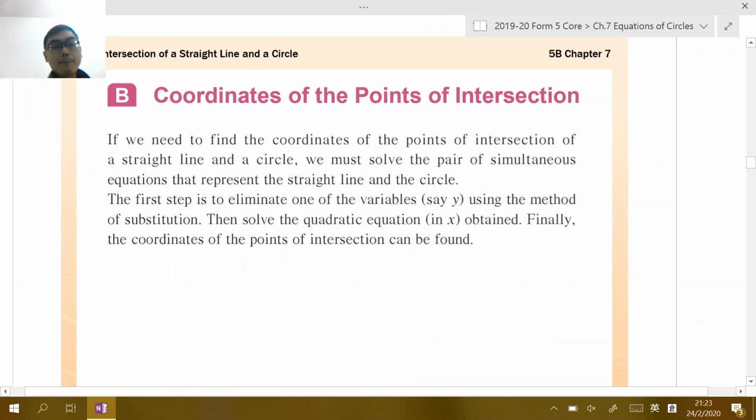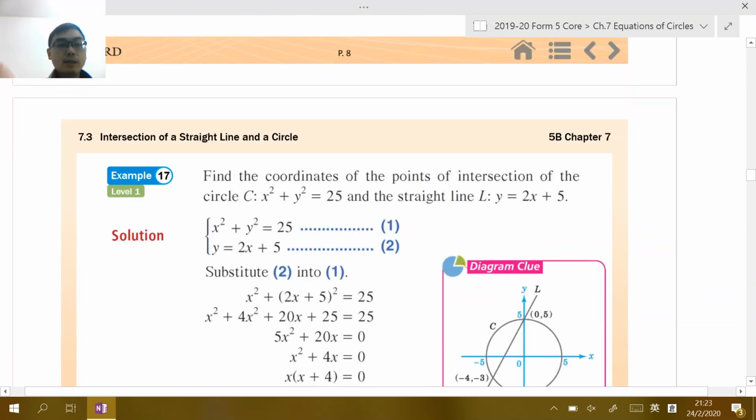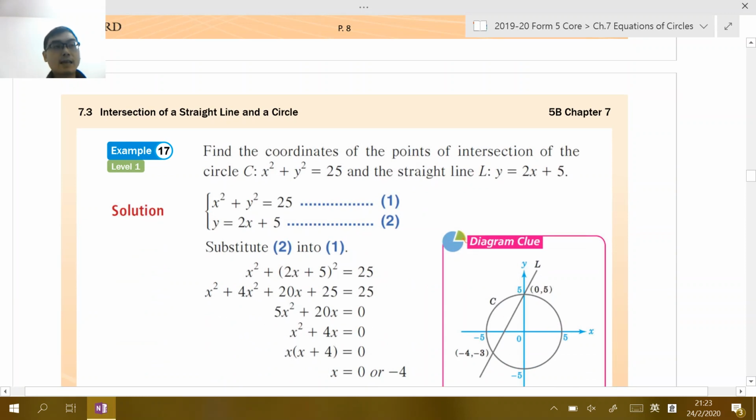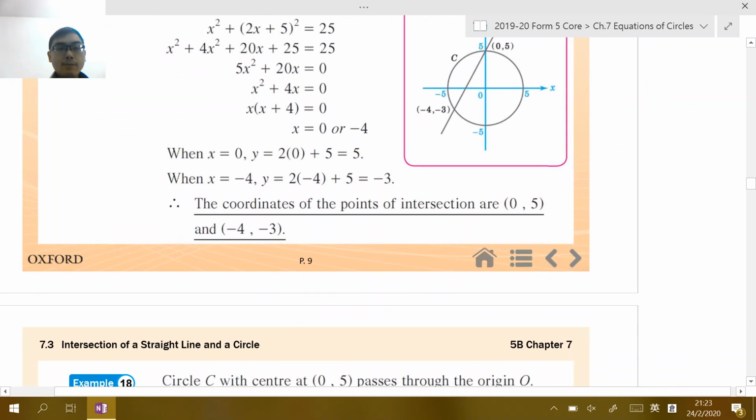And then part B is talking about the coordinates of the points of intersection. That means if you know that the circle and the line intersect, what are the points of intersection? Very easy, as I just said. This time, you don't need to do any inequality because you have to find the intersection. So you just put the two equations together and solve for x and y. So this one, very easy.